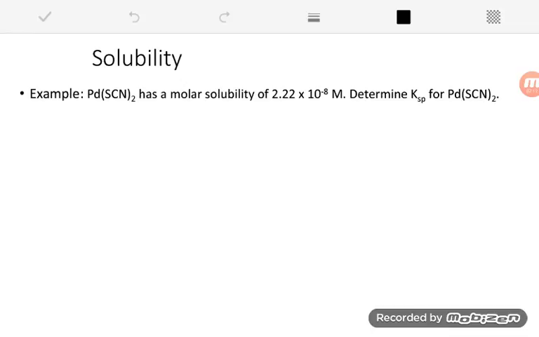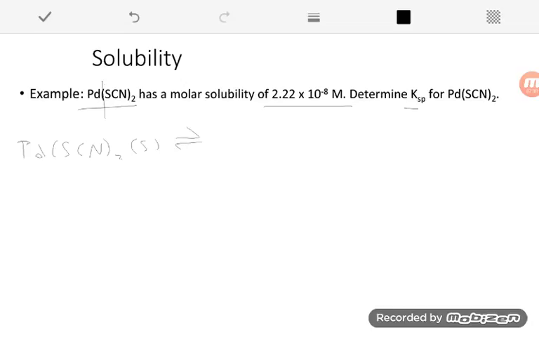So here we have Pd(SCN)2, and it tells you it has a molar solubility right here, and it wants Ksp. Good news is we start almost the same way. First thing, we need to write an equation for how this guy breaks apart. We can see that the SCN is in parentheses. That must be a polyatomic, so I'm going to split it right there. So I'm going to have my Pd(SCN)2, which is a solid.